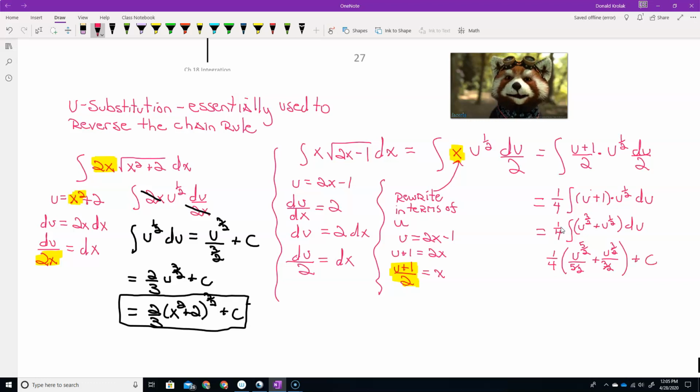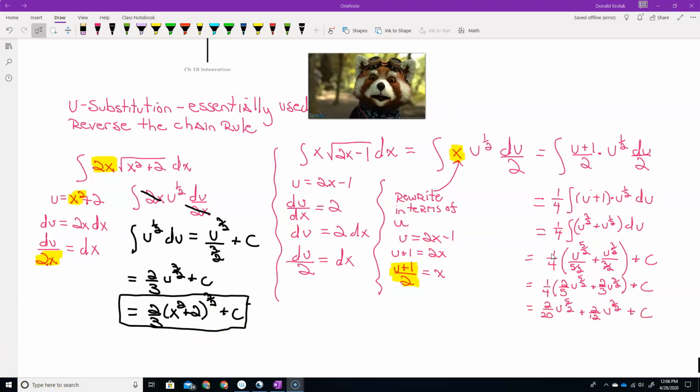Plus some constant. And now what we would do is we'd clean this up, simplify it, and then substitute the u back in. All right, so here's the simplification. So I just rewrote my fractions, then I distributed the 1/4 through, and now I'm going to reduce these and substitute in my value of u.